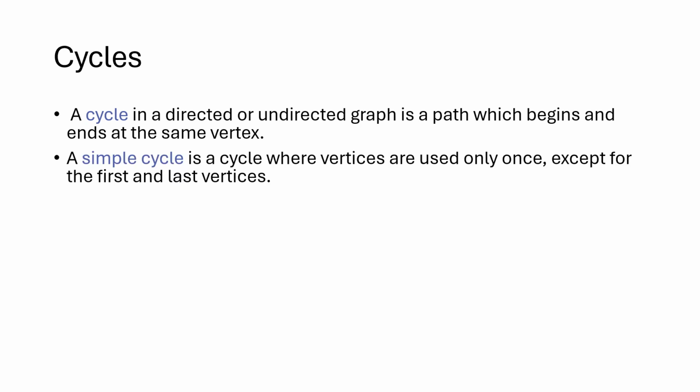And again, similar to path, we are more interested in simple cycles, and a cycle is called simple if you don't visit any of the vertices in between more than once. Obviously, the first and the last vertices are going to be the same, so that will be repeated, but other than those, no other vertex is allowed to be repeated in a simple cycle.